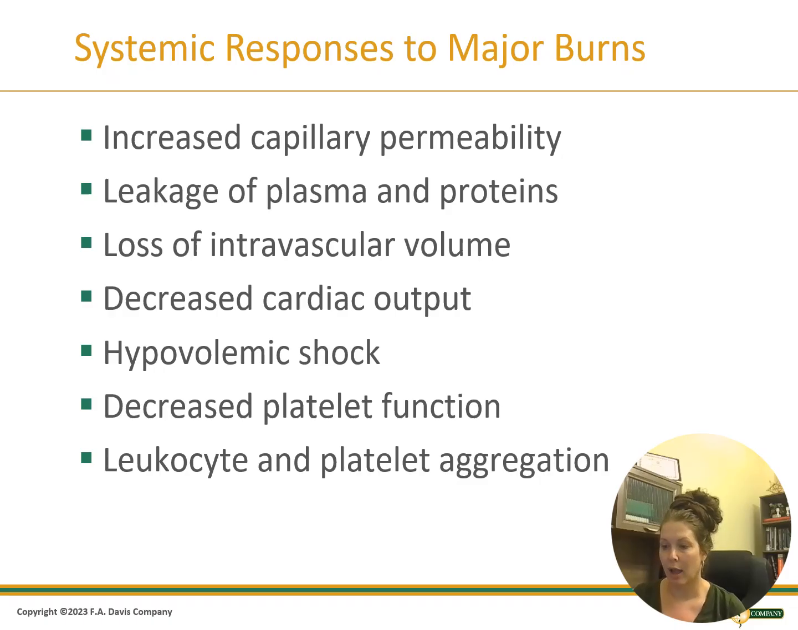Hypovolemic shock, that's going to be presenting as your hypotension, tachycardia, decreased urine output, possible altered mental status. Okay, so when we get to that point, we require aggressive fluid resuscitation. Decreased platelet function, so our platelets become less effective at clotting, so that's going to increase our risk of bleeding and impair our wound healing. And then the leukocyte and platelet aggregation, so the sludging effect is going to cause microvascular obstruction. Okay, so that's going to worsen our necrosis and tissue loss.